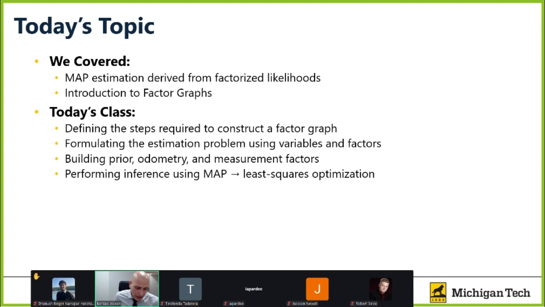SLAM is actually a new course, and this is coming from the basics of that.